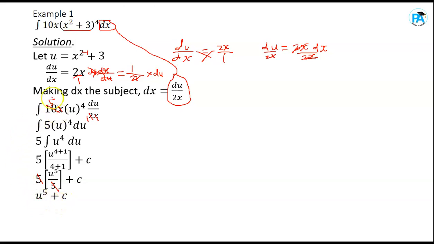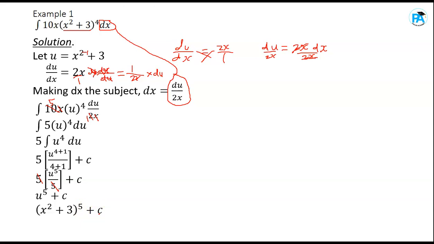Since you let u be equal to x squared plus 3, you need to substitute it back there. So that will make you have (x squared plus 3) all exponent 5 plus c. So that is the answer to example 1.